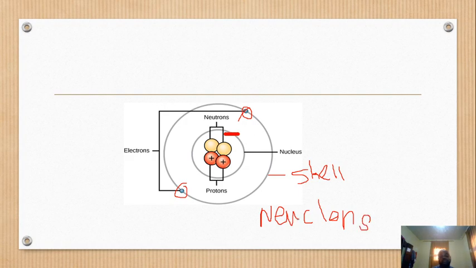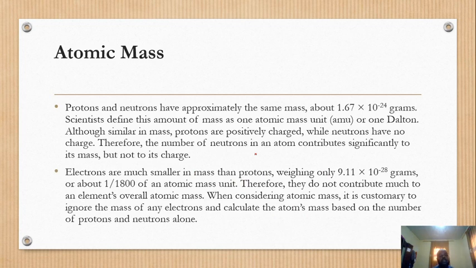Nucleons. N-U-C-L-E-O-N-S. Nucleons. Atomic mass. Protons and neutrons have approximately the same mass, about 1.67 times 10 to the power of minus 24. It's very small. It is 0.00000, 23 zeros point something. Scientists define this amount of mass as one atomic mass unit.